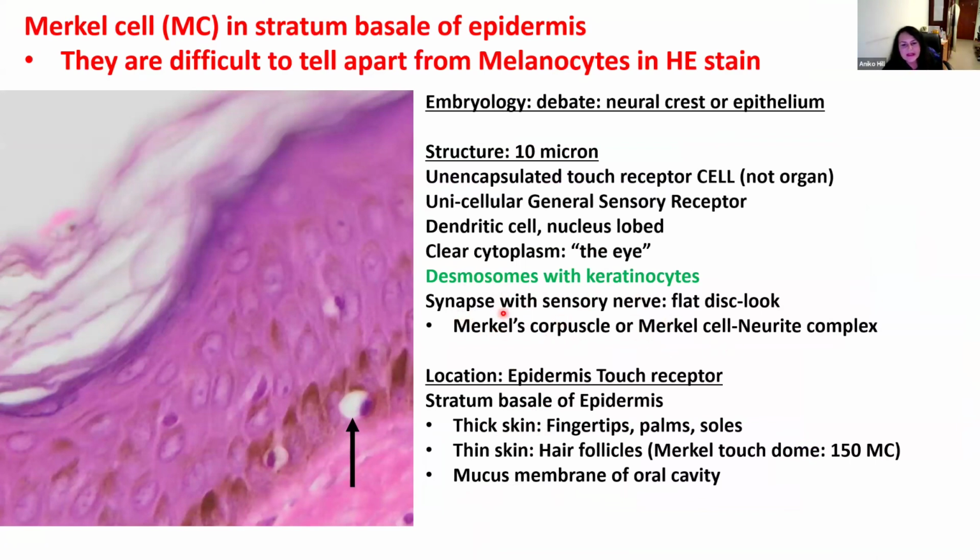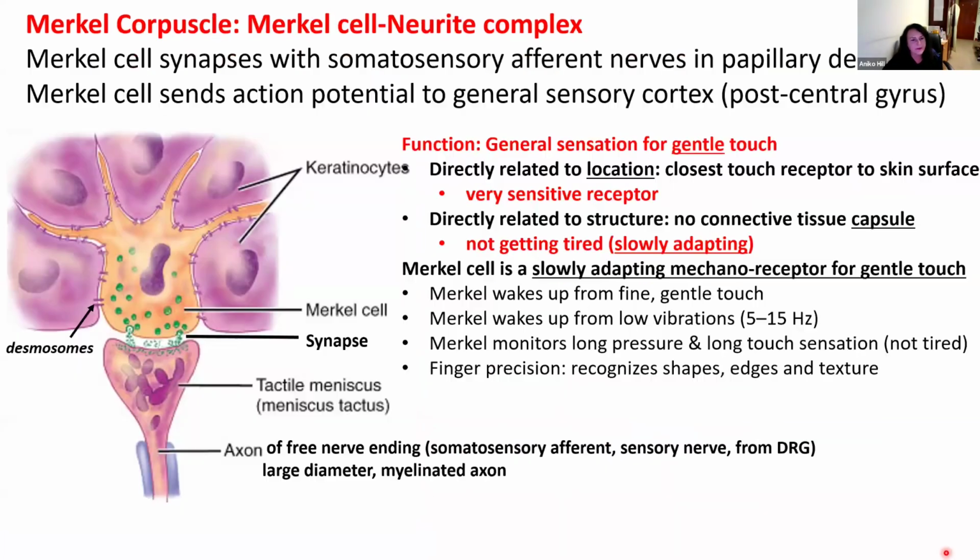Okay, so then this Merkel cell is going to synapse with a sensory nerve, and this is what we call Merkel corpuscle or Merkel cell neurite complex. Okay, where is it located? In the epidermis, touch receptor, stratum basale, thick skin, thin skin, mucous membrane. So basically everywhere.